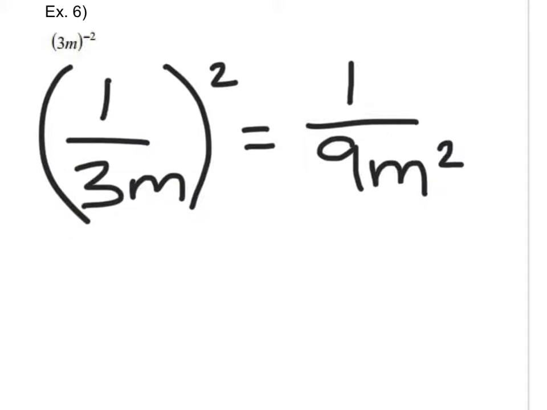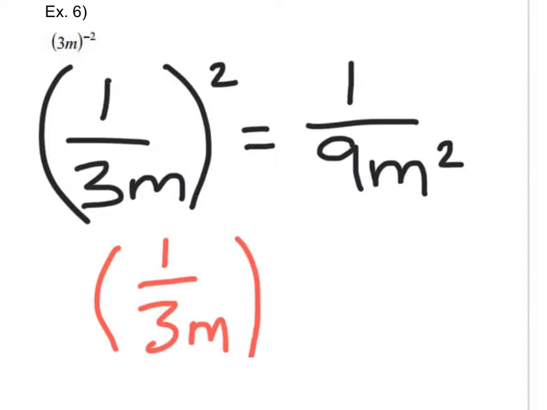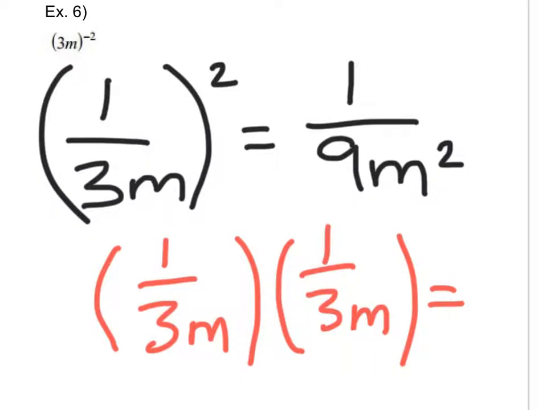Okay? And I'll just show you why in red. So if 1 over 3m squared is 1 over 3m times 1 over 3m, 1 times 1 is 1. Now when you multiply 3m by 3m, you do the 3 by the 3, and you get 9, and you do the m by the m, and you get m squared. Alright? And that's it done.